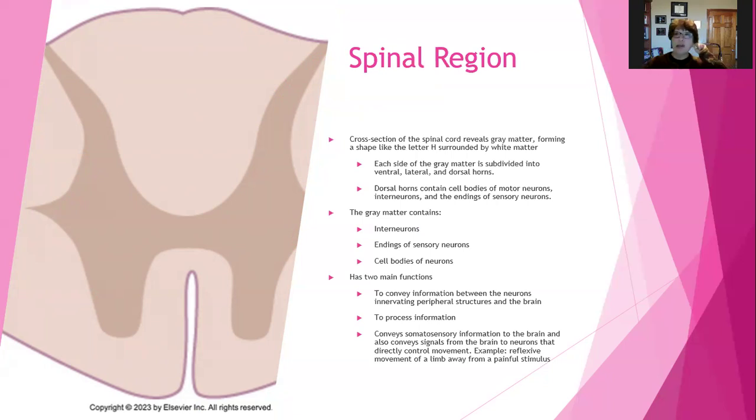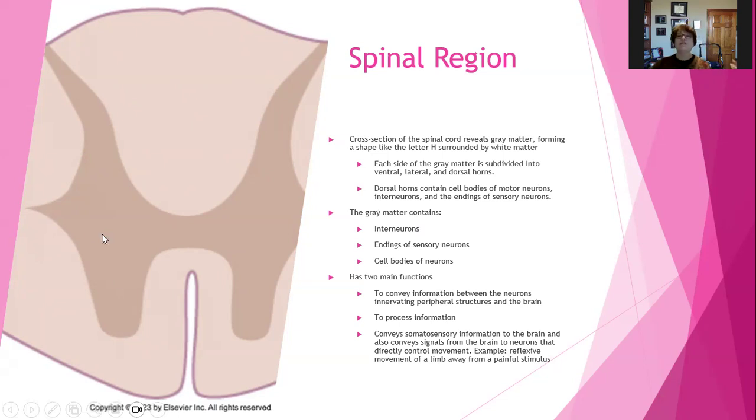So what do we know about gray matter and white matter? Gray matter is where processing happens. That's where cell bodies are. And white matter is tracks of myelinated axons. So picture that in the spinal cord going up and down. The dorsal horn, so there's the horns, so it's like an H with little horns on it. The horns, there's a dorsal, a ventral, and a lateral horn.